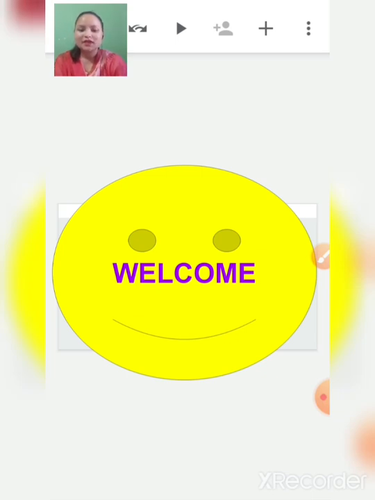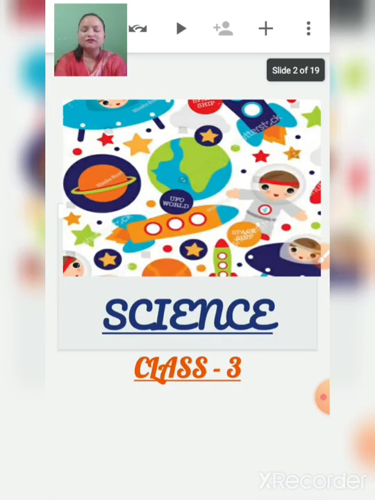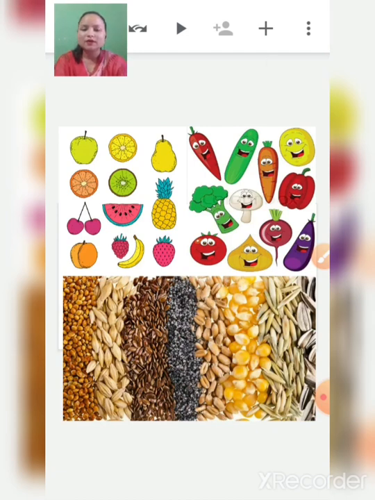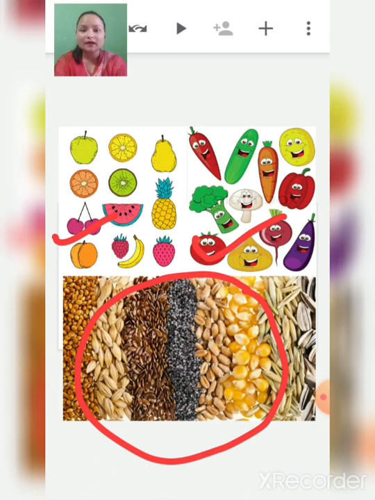Okay, so today we will start a new chapter from your science book, that is chapter 8, parts of a plant. So children, you can see on your screen, right? Here are some colorful pictures. Some pictures of fruits, some pictures of vegetables, and what are these, children? These are food grains, right?